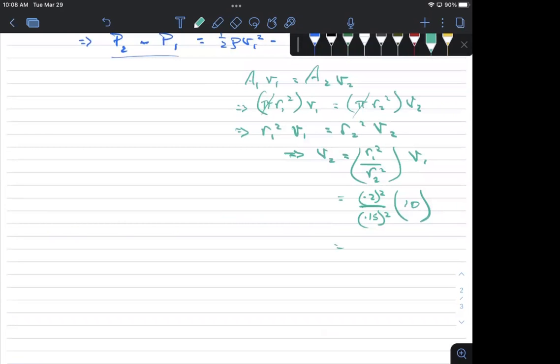And perfect, I got a nice equation. I know all the numbers in the equation. So all I have to do now is plug this stuff into my calculator and I'll get my answer. If I do that, 0.2 squared over 0.15 squared times 10, I get 17.78. Now, first of all, are there any questions about how I did that part, figuring out the velocity in the second part of the pipe?